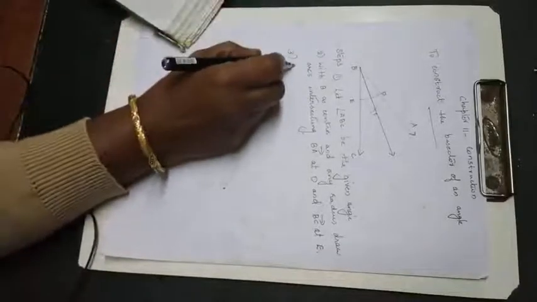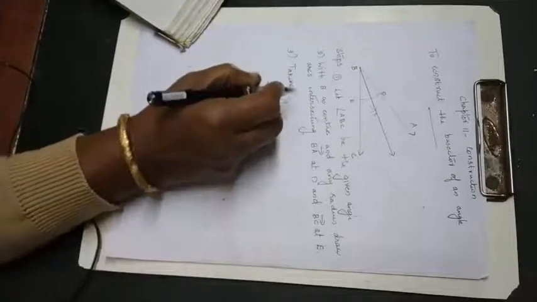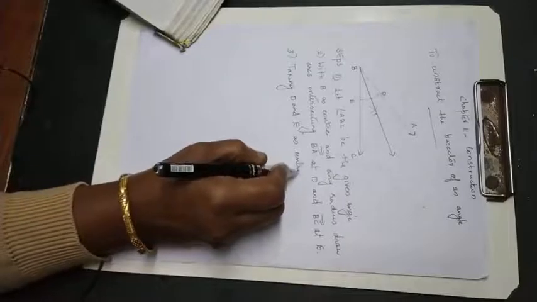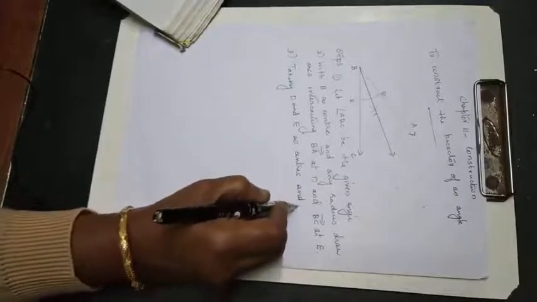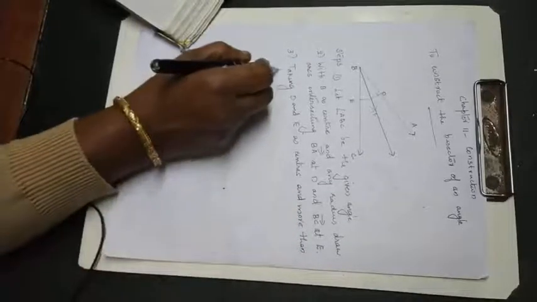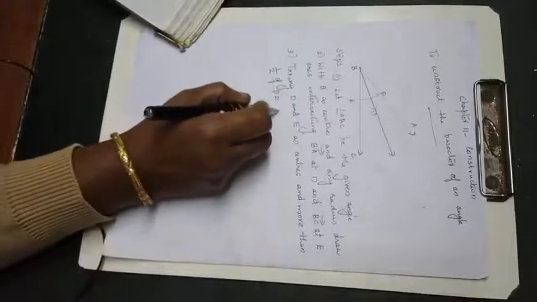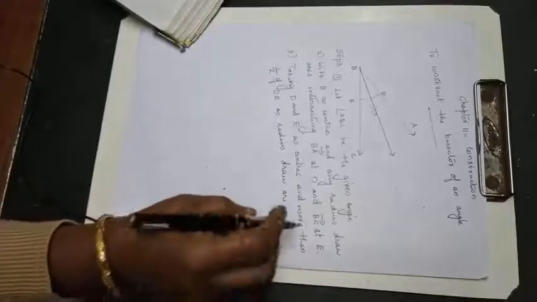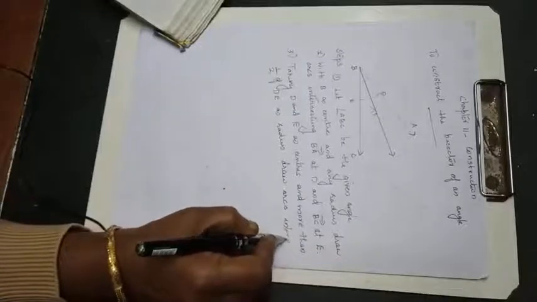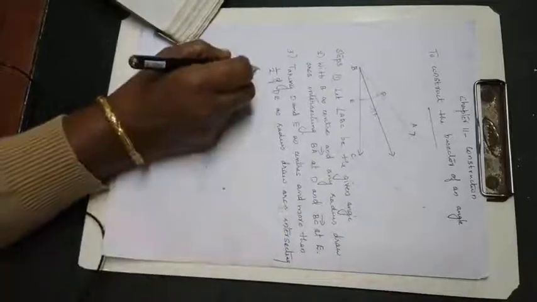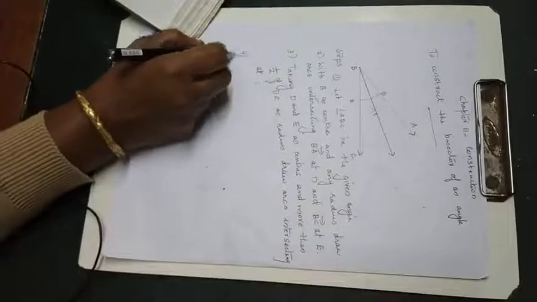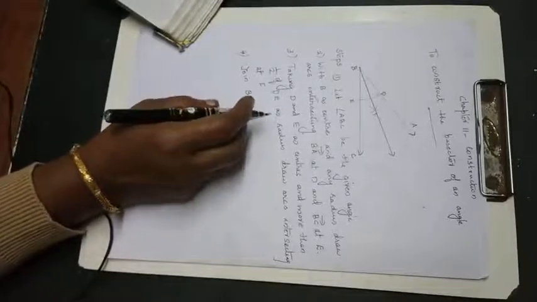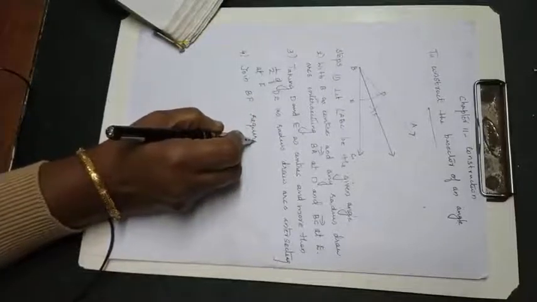Now taking D and E as centers and more than half of DE as radius, draw arcs intersecting at F. Now next one, join BF. So BF is the required bisector.